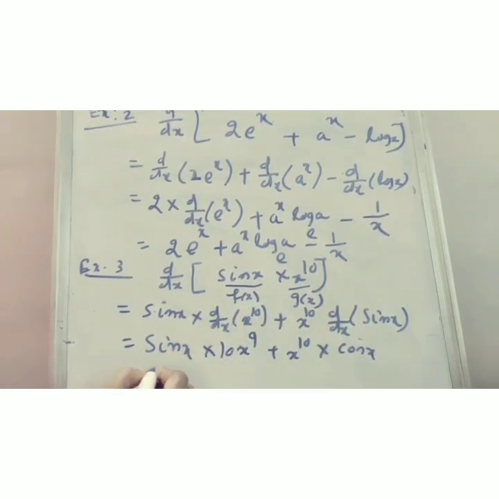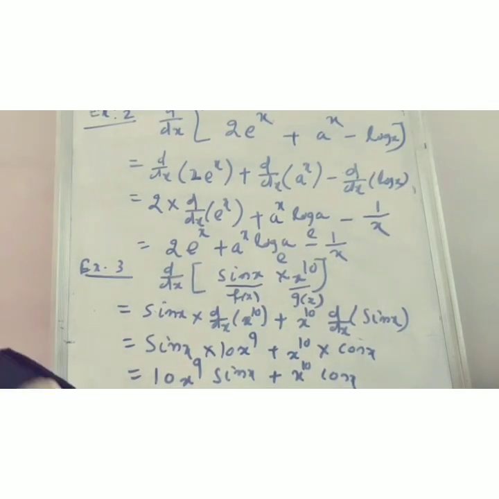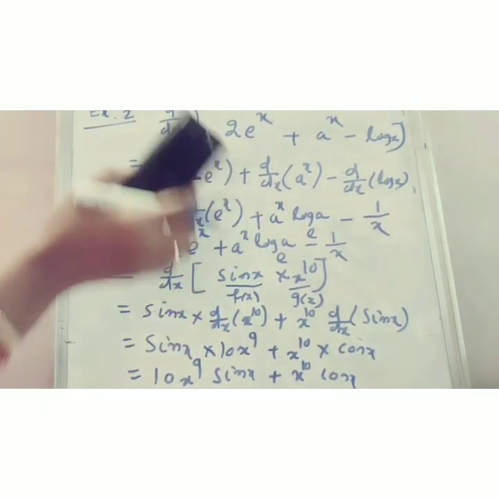So that is equal to 10 into x to the power 9 into sin x plus x to the power 10 into cos x. This is the answer. Now let us take another example of the quotient rule.